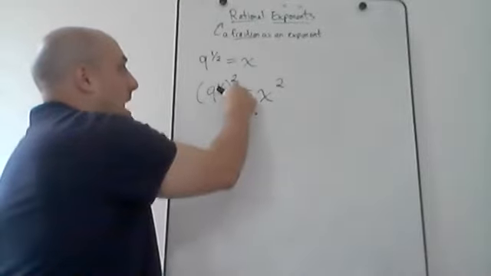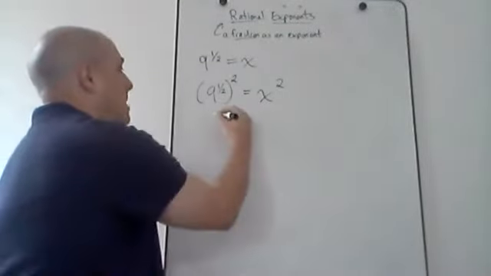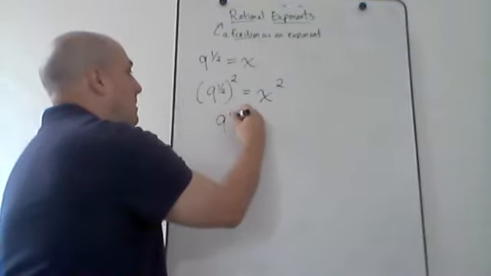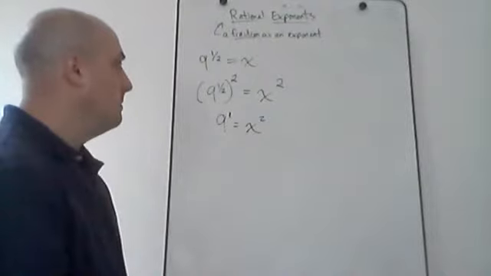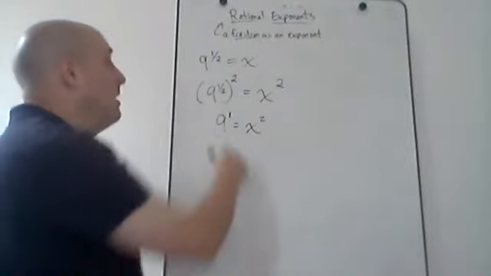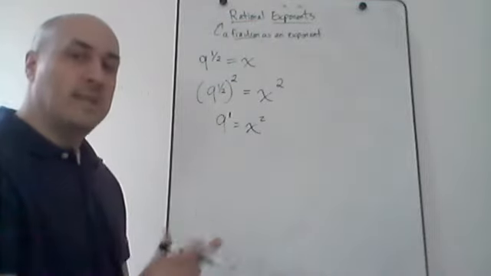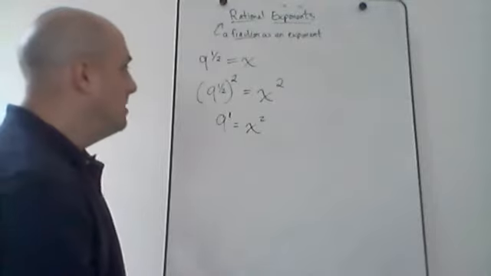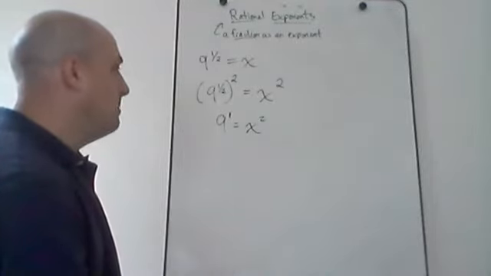So what is 1/2 times 2? Well, 1/2 times 2 equals 1. So this gives me 9 to the first power equals x squared. And that's the reason I chose to raise both sides to the second power, because I knew when I did the power to a power and multiplied, the 2 would cancel out that 1/2. So I raise both sides to the second power, I get 9 to the first power equals x squared.